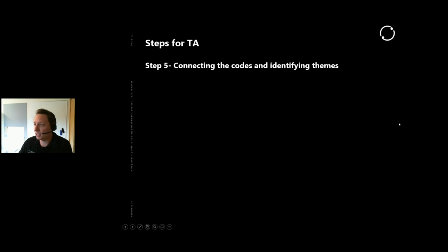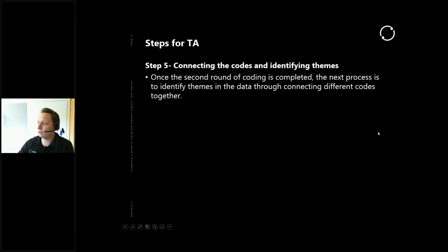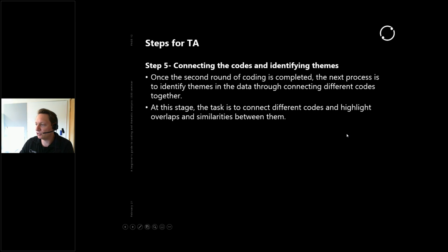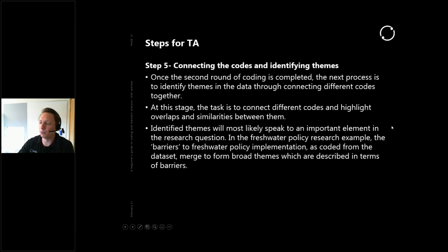The next step in thematic analysis is connecting the codes and identifying the themes. Once you've gone through a second round of coding, the next step is to begin identifying themes in the data. At this stage, the task is to connect different codes and the overlaps and similarities between them after that second round of coding. Identified themes will most likely speak to an important element in the research question. As I've explained before, in the research example I'm giving you, the barriers to freshwater policy implementation, as coded from the data set, merge to form broad themes which are described in terms of barriers.